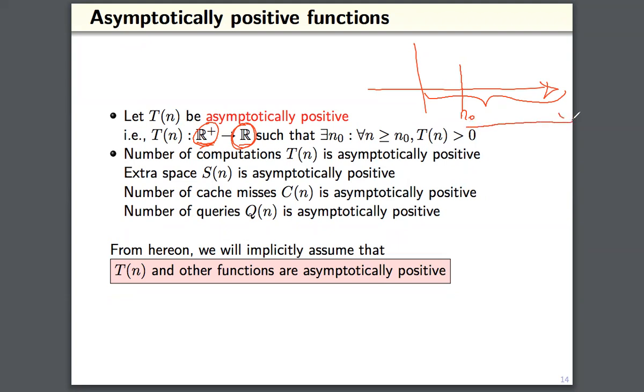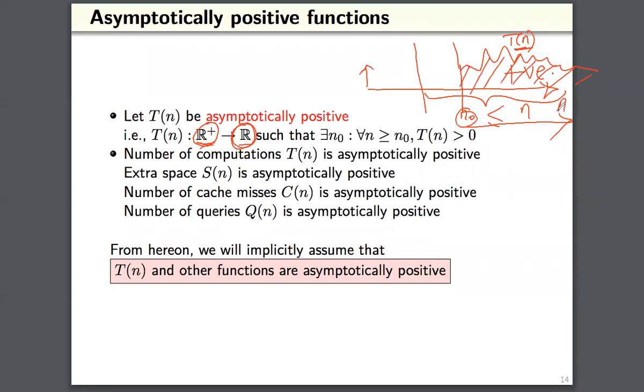For all these values, T(n) is positive. It should always be greater than this line, right? So this is your T(n) for n greater than or equal to n naught. T(n) is positive. That's the meaning of asymptotically positive. See, this is positive. It cannot go below the x-axis.